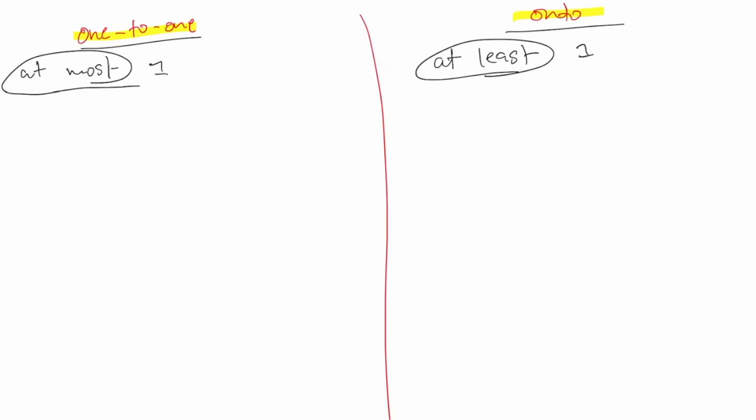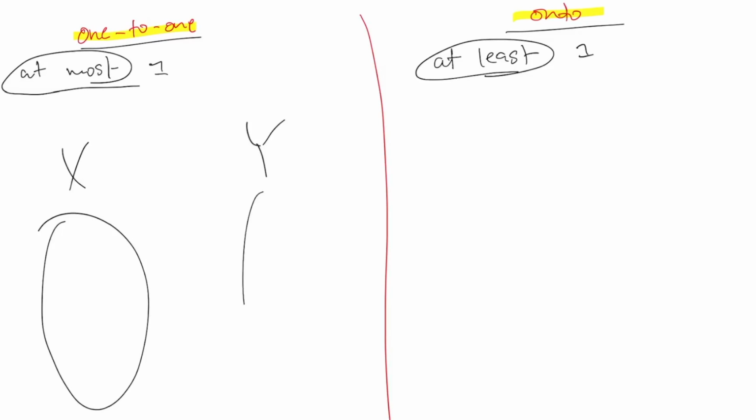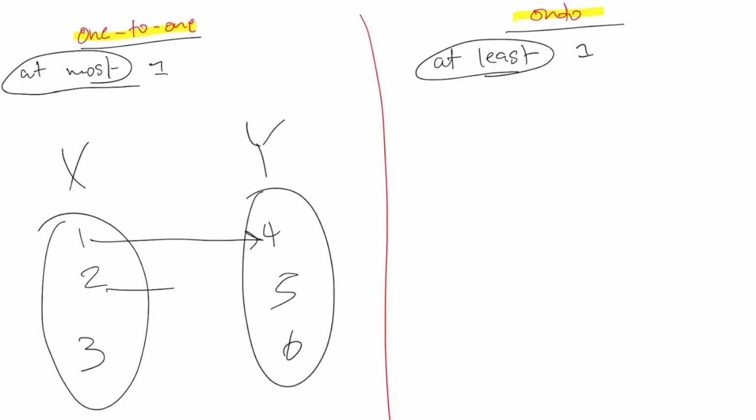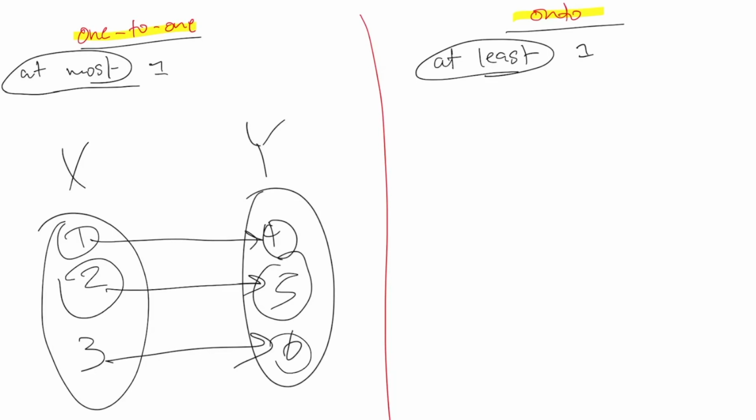Alright, one-to-one functions. Keyword: at most 1. An output has to be related to at most one input. Let's call x the set of inputs, y the outputs, and then let's say we have 1, 2, 3, 4, 5, 6, and let's say 1 maps to 4, 2 to 5, 3 to 6. We check the outputs. 4, at most 1, great. 5 related to at most 1. 6 related to at most 1, which is 3. So this is a one-to-one function.